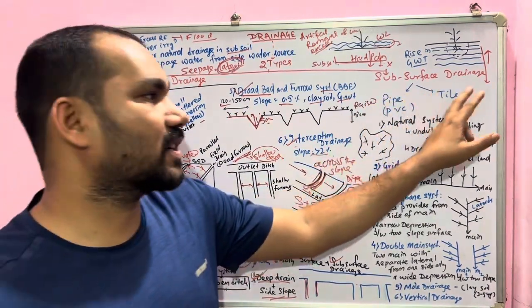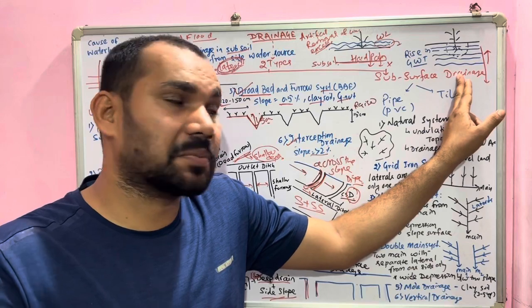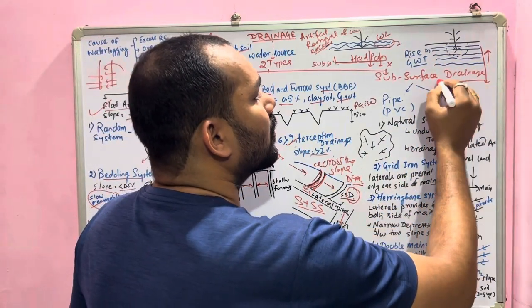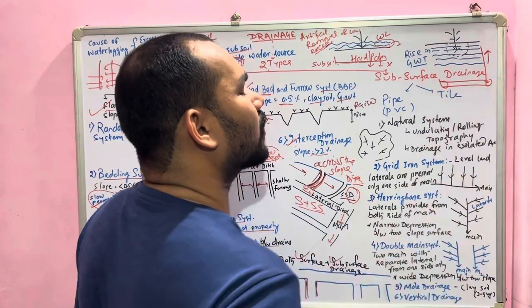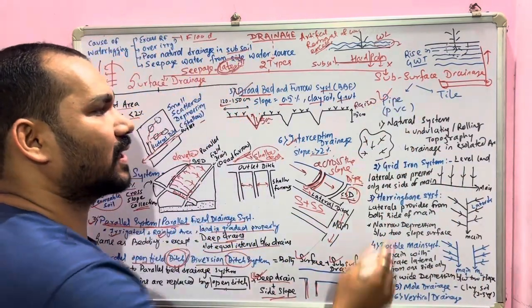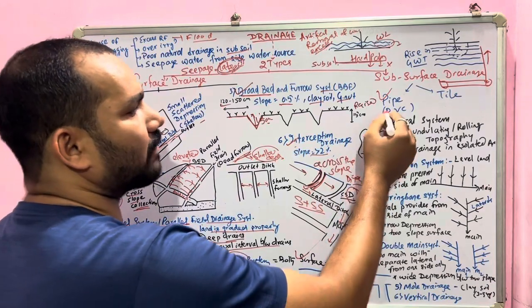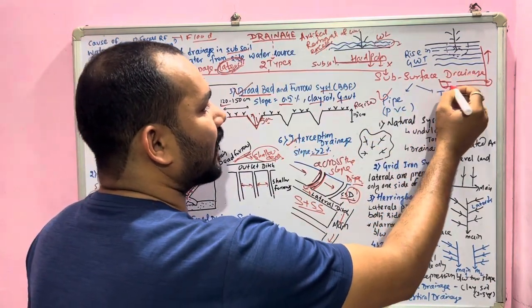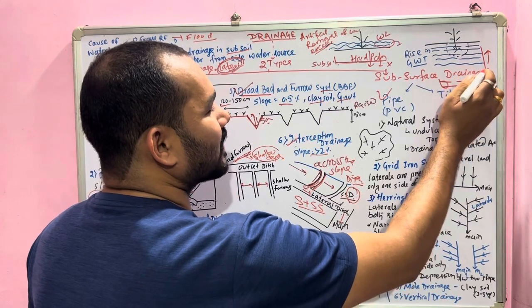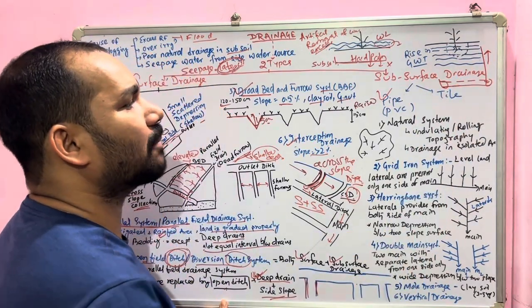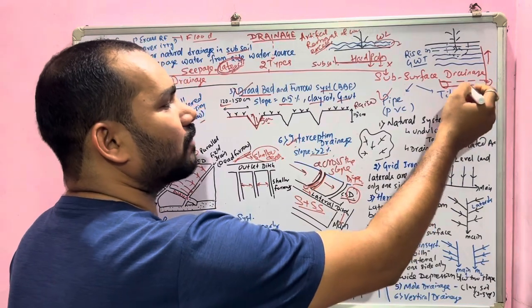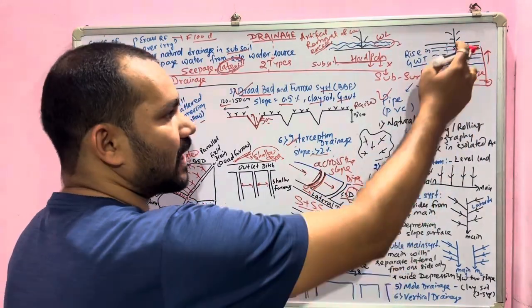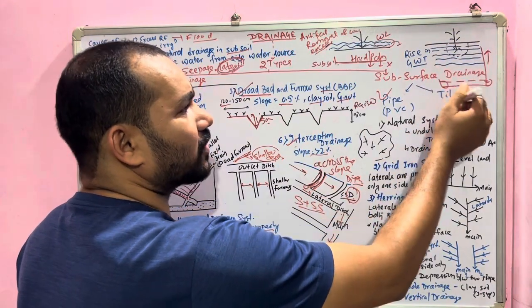Coming to subsurface drainage. What is the purpose of subsurface drainage? I have already told you there are two types, one is pipe, another is tile. Suppose I have taken the pipe, there are PVC pipes, and the pipes are perforated. Then what will happen if the pipes are installed below the rhizosphere zone? Always remember, if the pipes are installed below the rhizosphere zone, then what will happen?